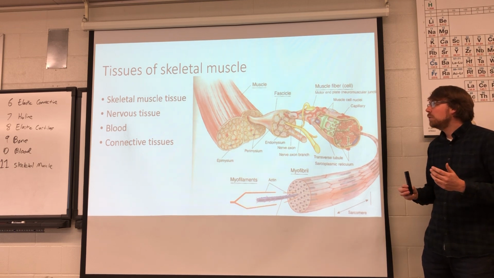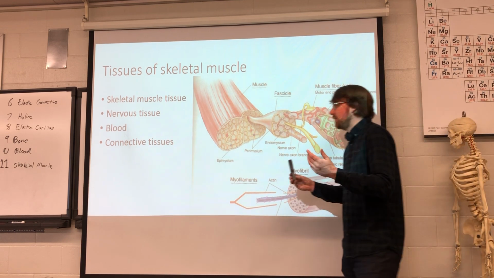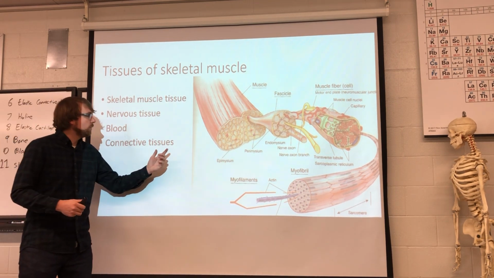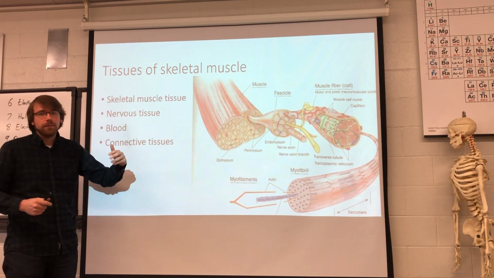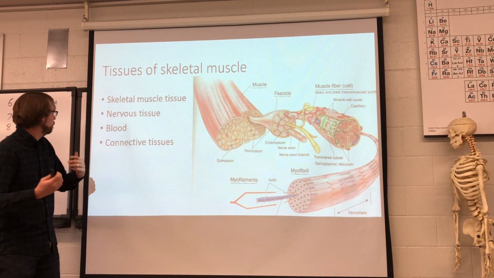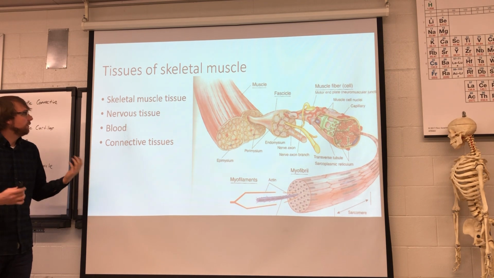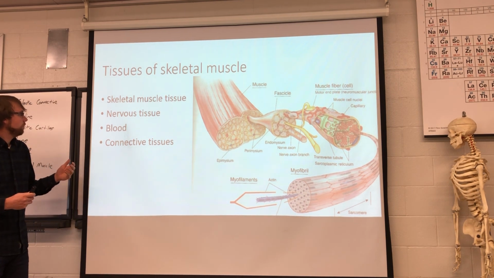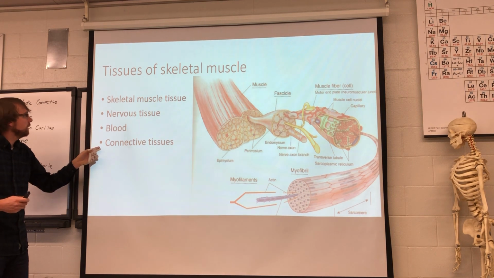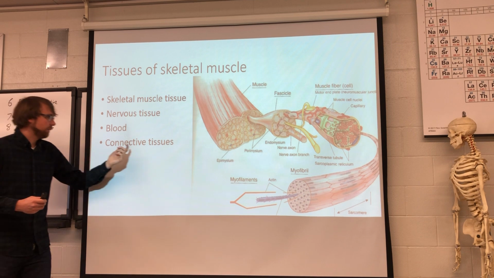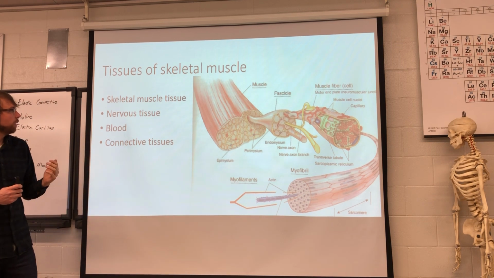So the tissues of skeletal muscle: there's going to be skeletal muscle tissue. There's also nervous tissue. Your muscles are innervated. They must have nervous tissue to tell the muscles what to do. There's going to be blood, and then there's going to be various connective tissues. So it is not just skeletal muscle. There's going to be nervous tissue, blood, and connective tissues there as well.